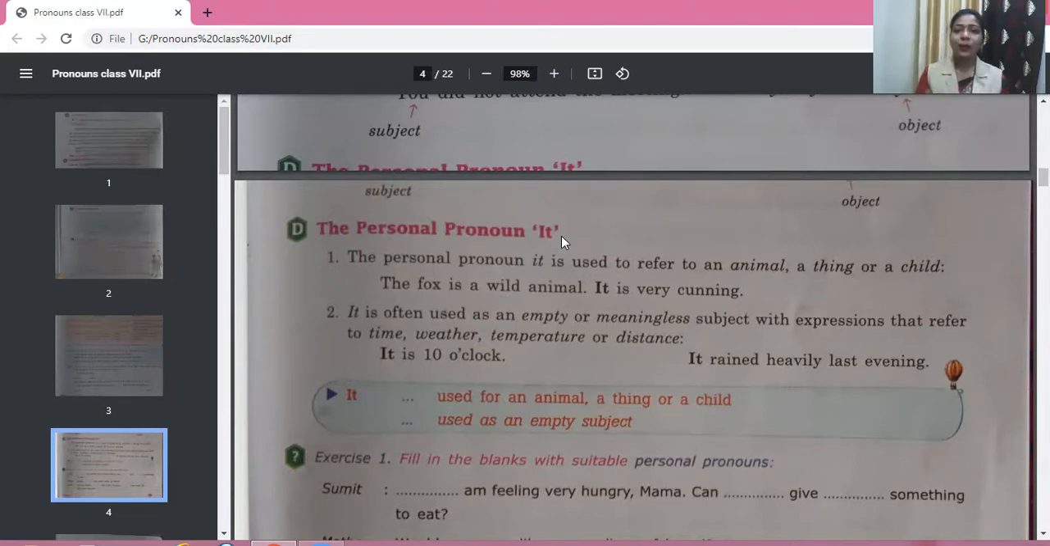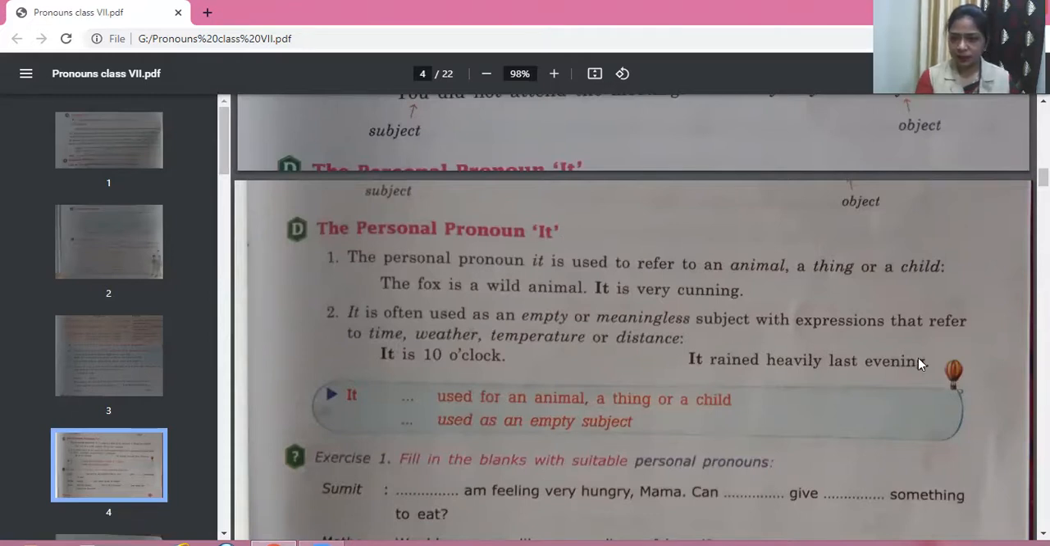Okay. So it is used for animals, things. Things means inanimate objects. Okay. For things you use it. Give me that pencil. It belongs to me. Okay. So pencil, we can use it. Animals, when we don't know the gender, we can use it.